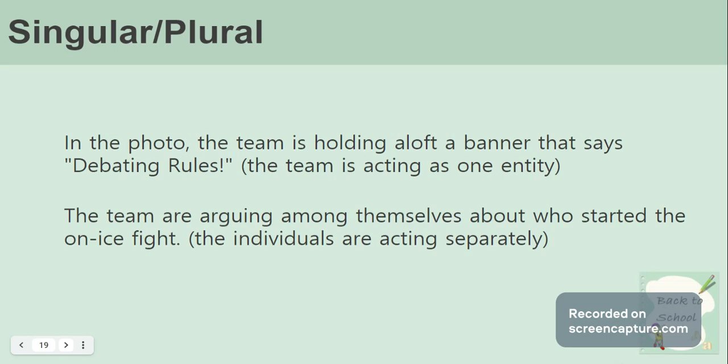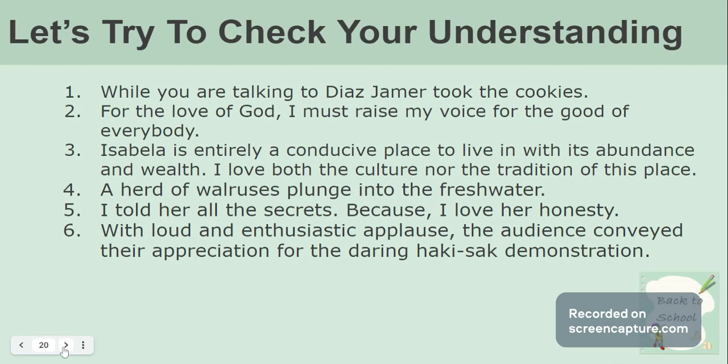Once again, there's always an exception to the rules. The team, ibig sabihin, is not taken as a single entity. It always depends on the sentence, okay? So let's try to check your understanding. Please see if this is correct or not.